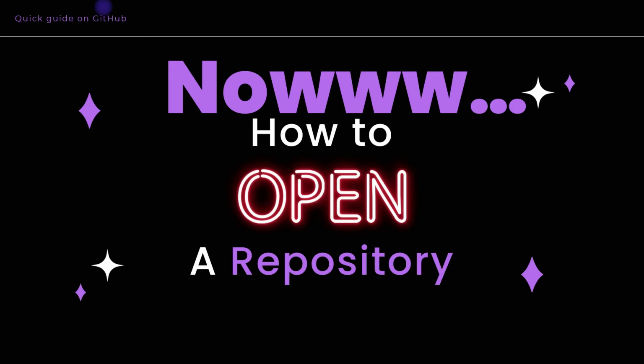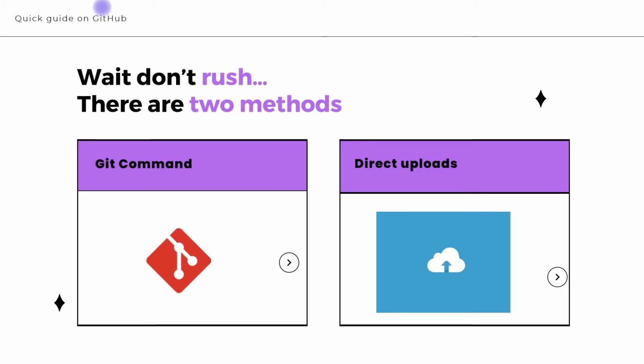Okay, now you all know about repositories and some important features to be considered. Let's open a repository. Okay, wait. Don't rush, because there are two methods by which you can upload your source code into your GitHub repository. Let me explain that before I start demonstrating. Initially, you can use git commands, which is an easy way, and using git commands you can directly choose the code files and upload them to your repository. So these are the two main ways to upload source code into your repository.